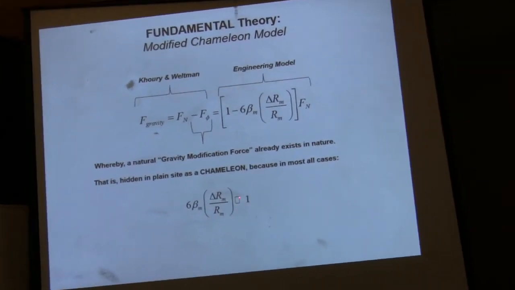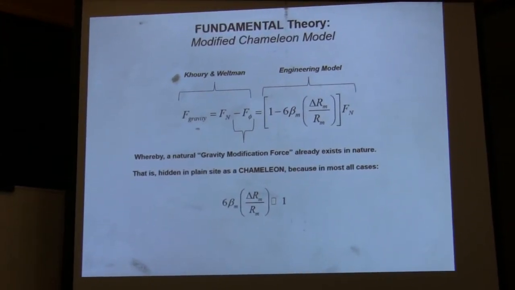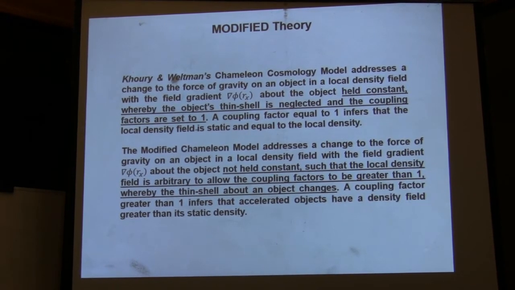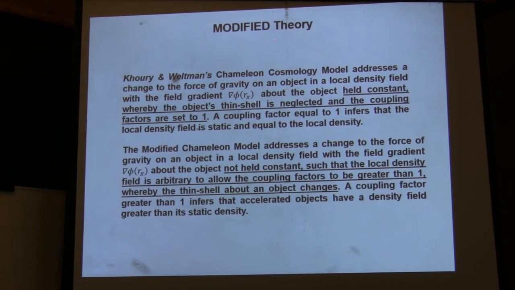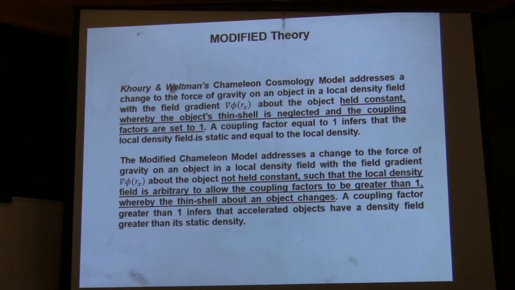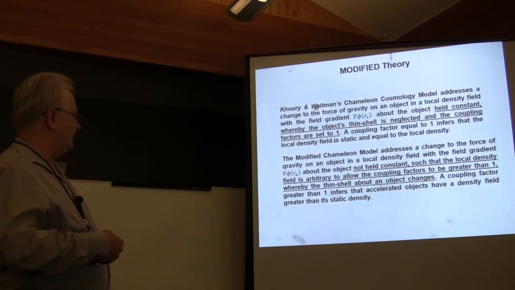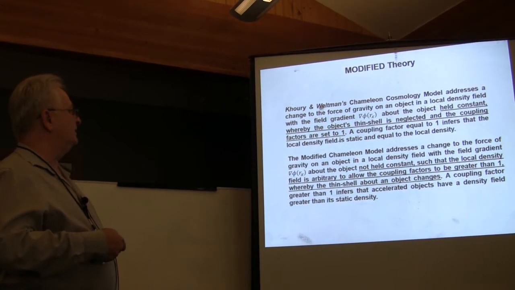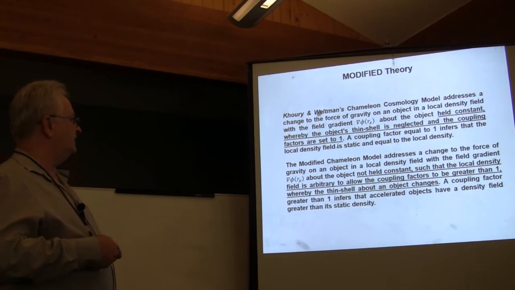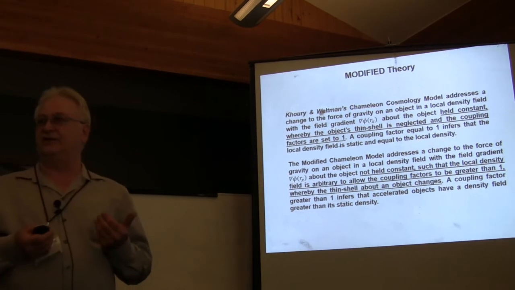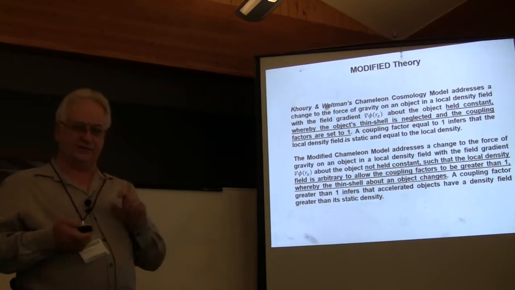This symbol, you're going to find some mistakes in here because the computer doesn't convert things right. This is supposed to be approximately one. Go forward. And so I just want to explain a little bit of the difference between what I'm calling the modified chameleon model and the cosmology model. Basically, in the cosmology model, they're just looking at a small change to the gravitational field, whereas in the modified chameleon model, this word should be struck out. It's looking at the change in force on an object in the local density field with the field gradients about the object not held constant. In other words, in chameleon cosmology, they held all the fields constant. I'm letting them change. And because I'm letting them change, the thin shell changes also.